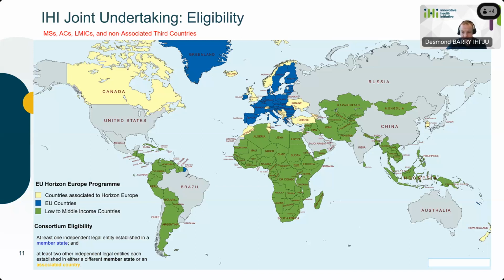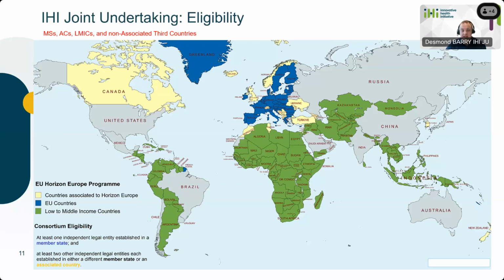The most recent updates, just to bring everyone's attention to it: if you look right in the middle of Europe now, you'll see that Switzerland is colored yellow. And also over on the right-hand side, you'll see South Korea is colored yellow. So from the 1st of January 2025, both Switzerland and South Korea are now associated to the Horizon Europe program, specifically in Pillar 2, or encompassing Pillar 2, which means that they're considered associated for IHI programs.